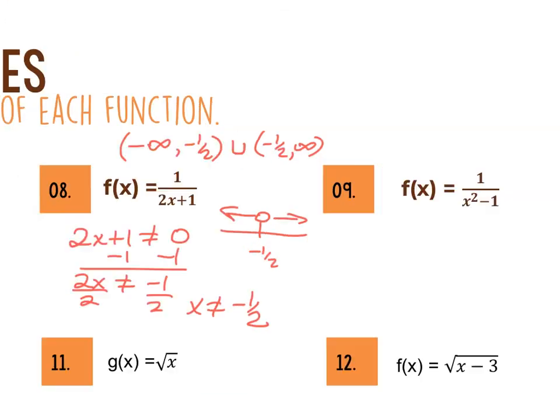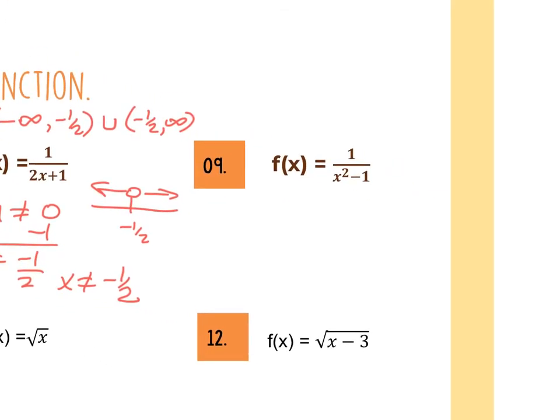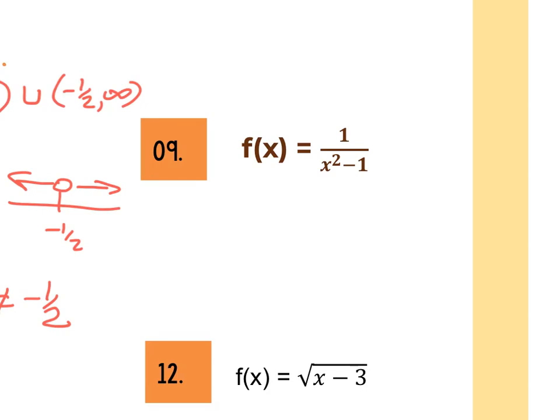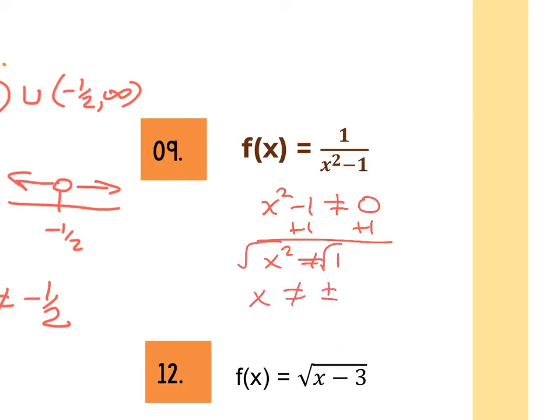Still fractions here. We're still testing just fractions. So again, I'm going to take my denominator, set it not equal to 0. Now I can either factor this or do the square root method. I know with the other class I was factoring it. Either way, when I square root this, x cannot equal plus and minus 1. This one's a little bit more complicated.